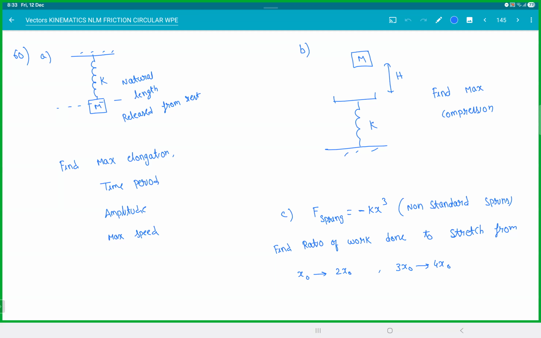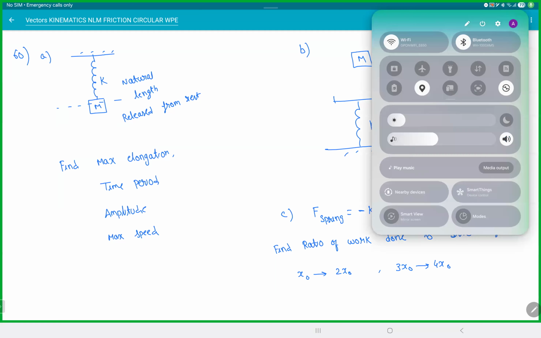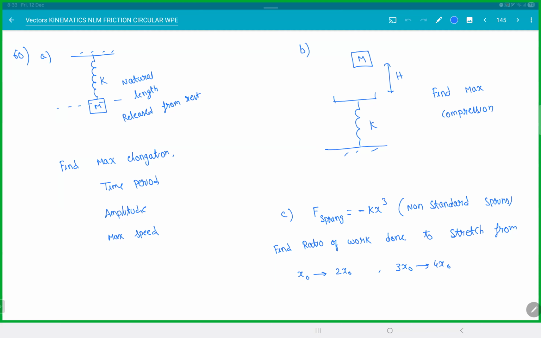So there we have a spring and a block released from rest. Find maximum elongation, time period, amplitude, and the maximum speed. Second thing, block is released from height h. Find maximum compression. Can you also find time period? Just the equation, it's a little lengthy. That would become an advanced question if you ask for time period.